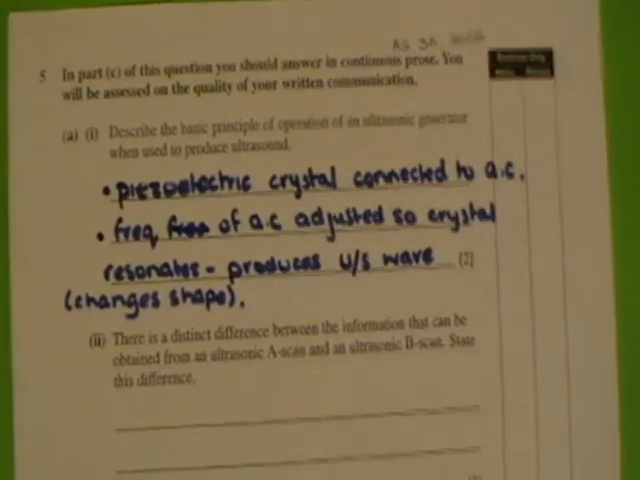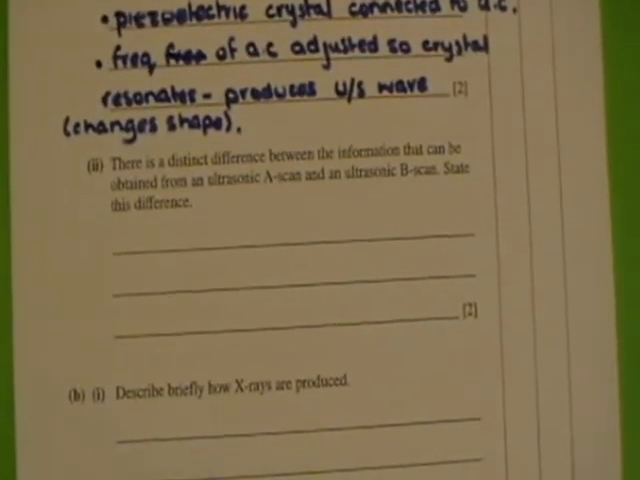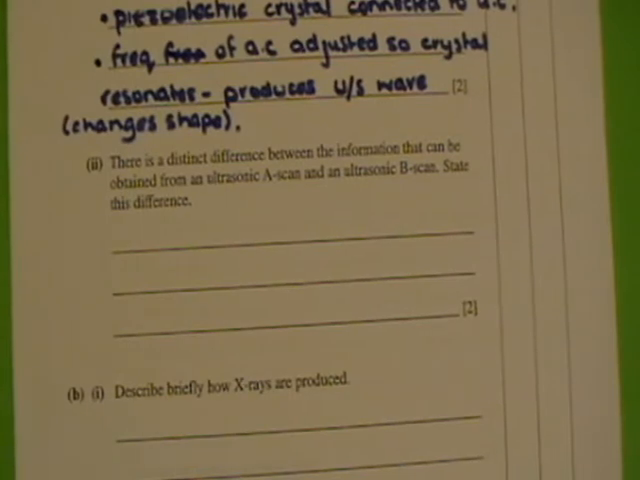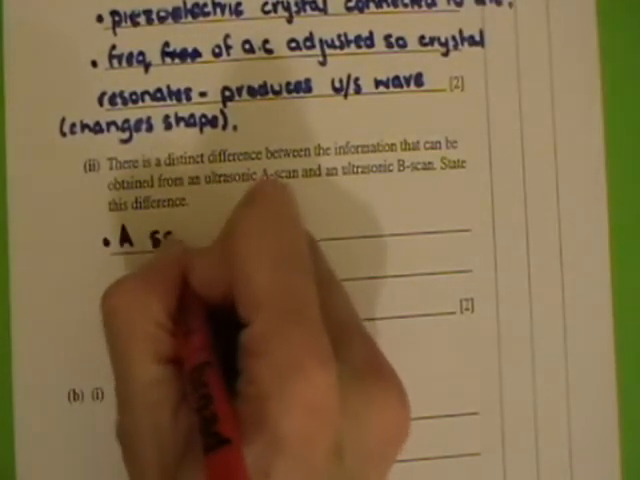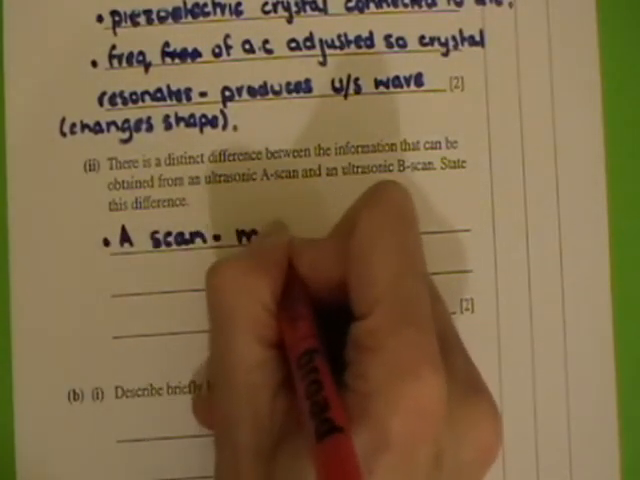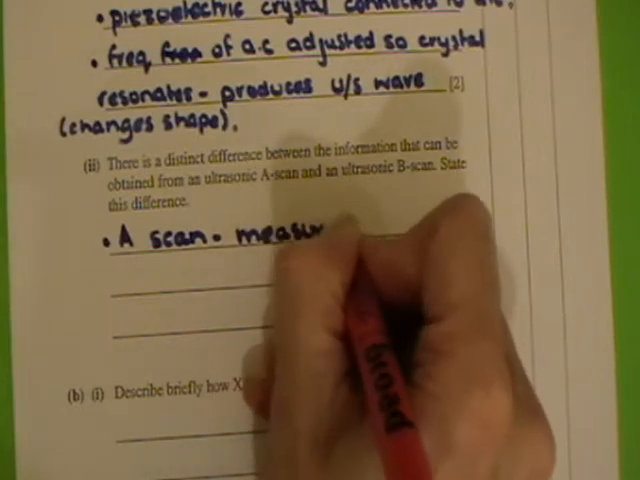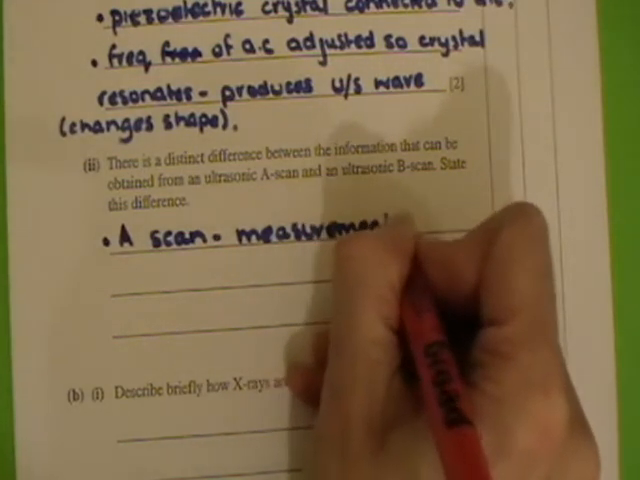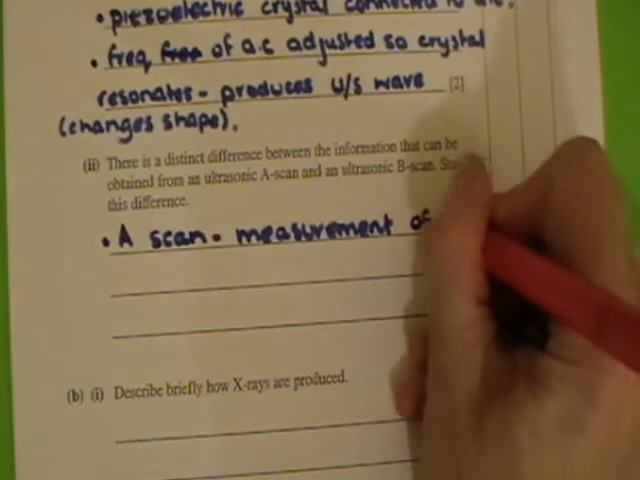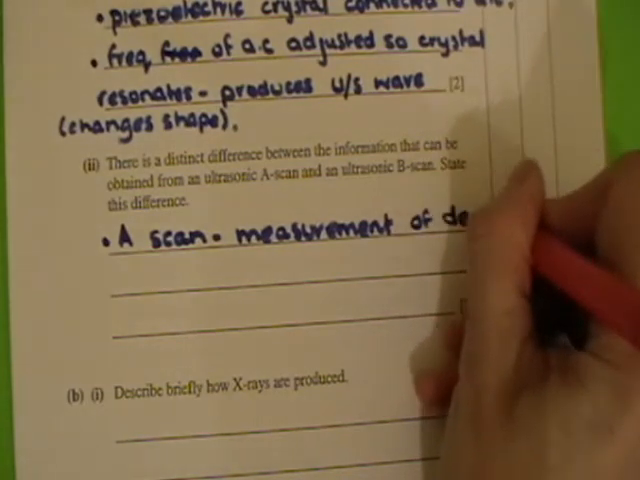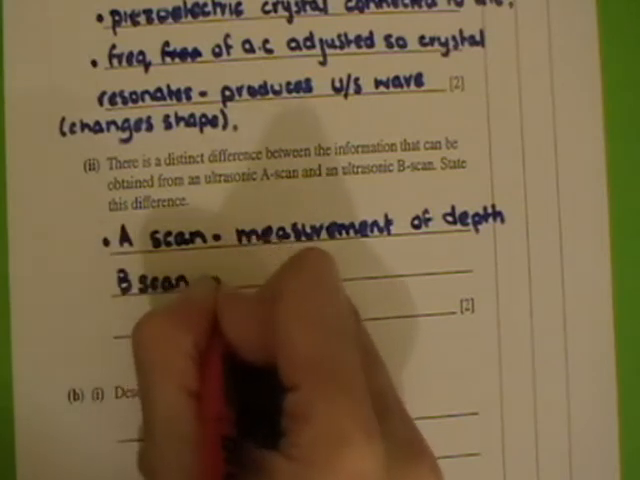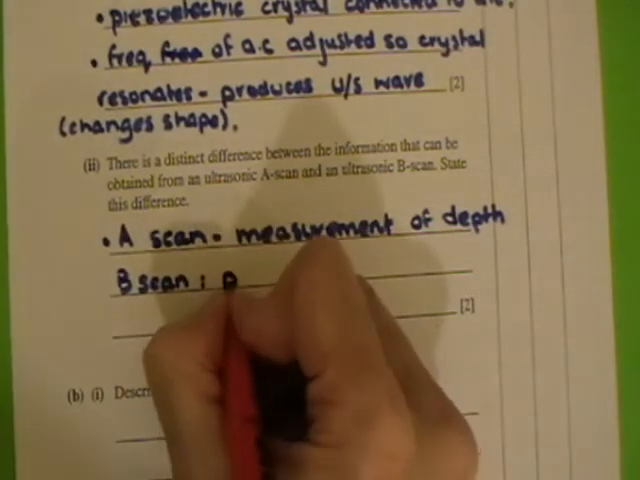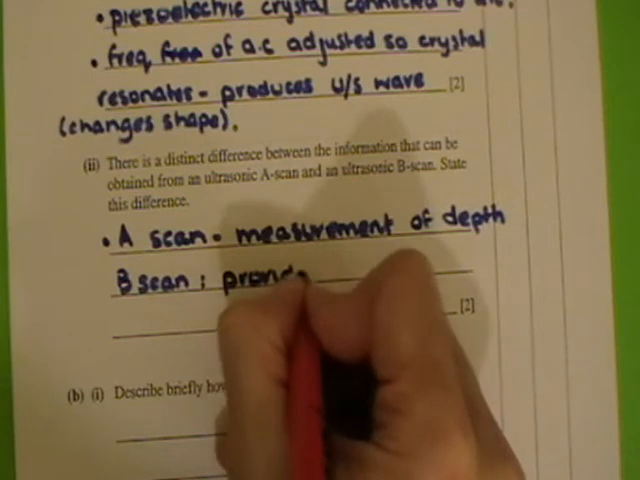So it changes shape. There's a distinct difference between the information that can be obtained from an ultrasound A scan and a B scan. State the difference. So with an A scan, it gives you a measurement of depth. Whereas with a B scan, it provides a picture.